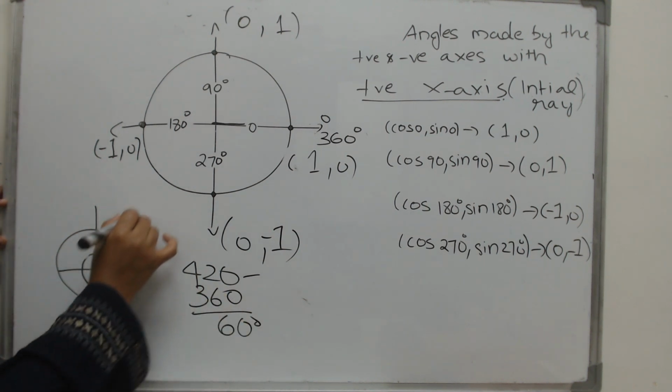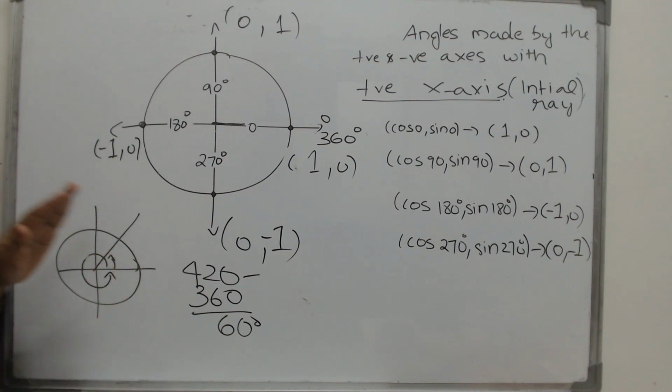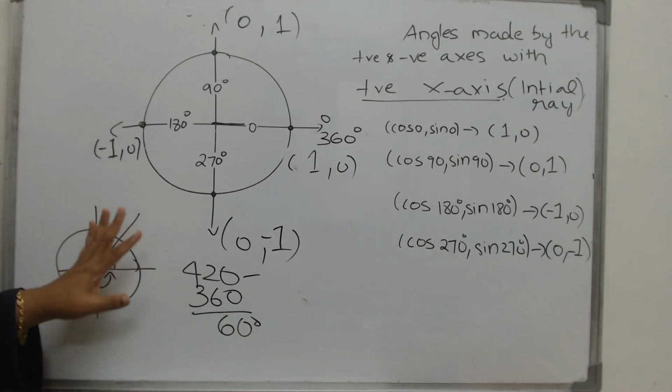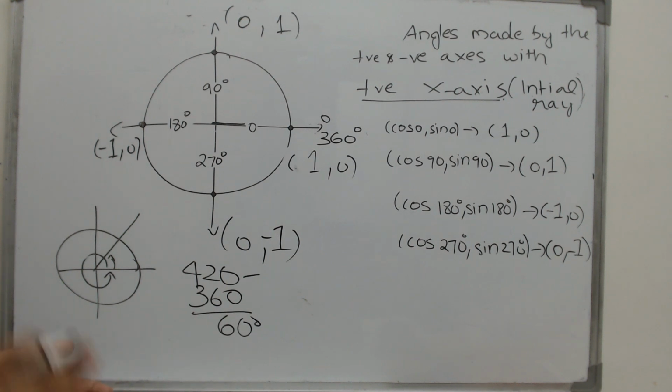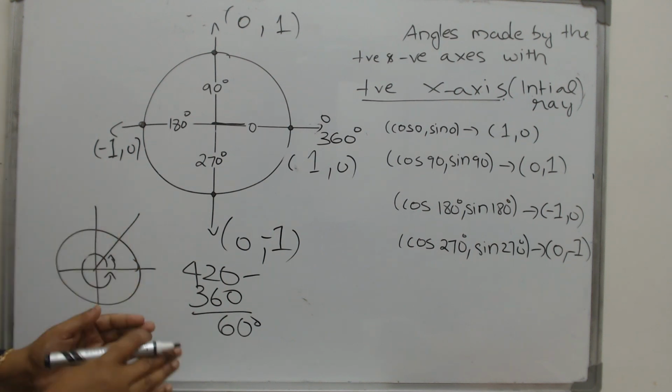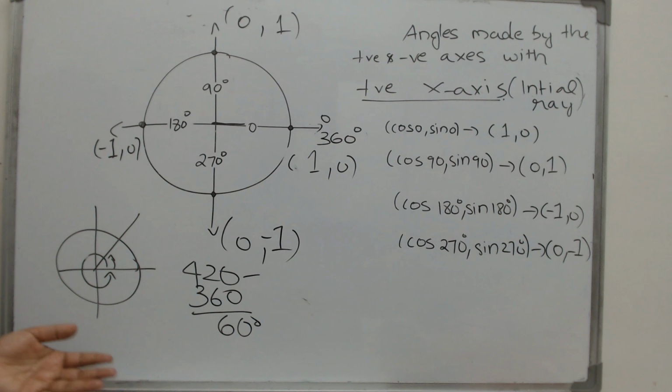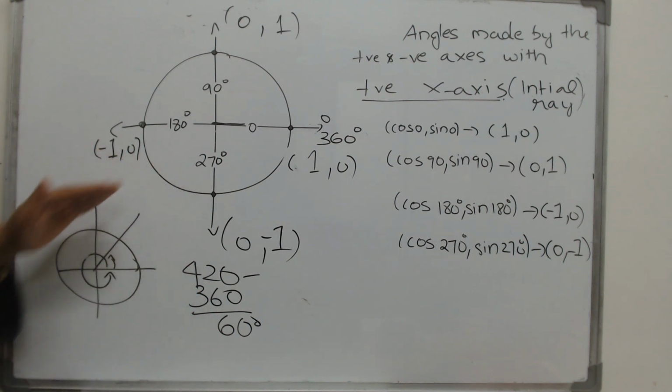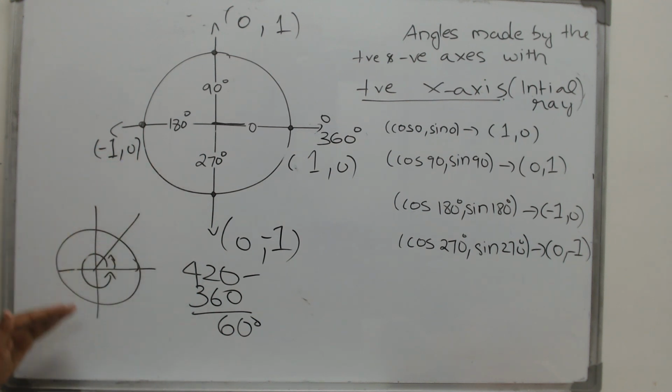So take an angle 60 here. This will be your 420. The same position, the same trig values, everything is same. Why? Because it is periodic. Your sine and your cos functions are periodic. After a certain point, they just keep on repeating their values.